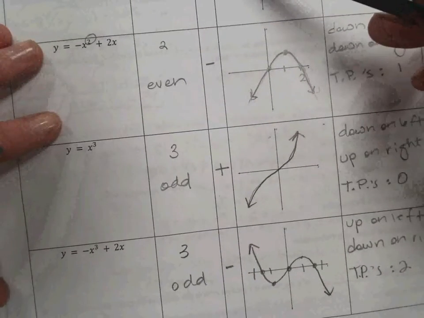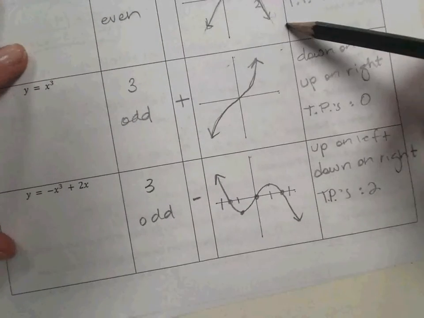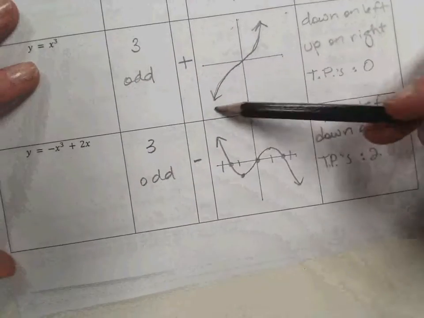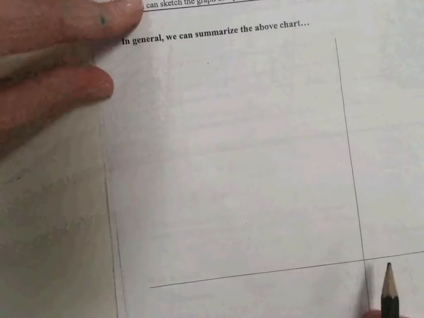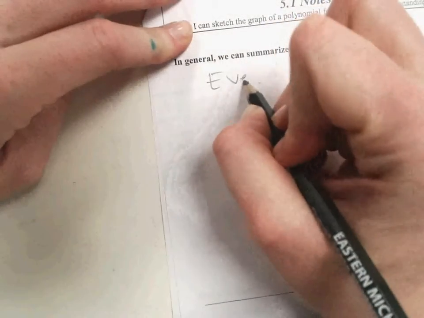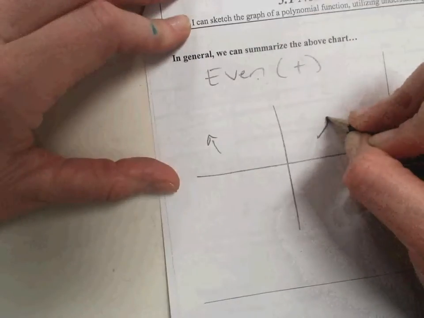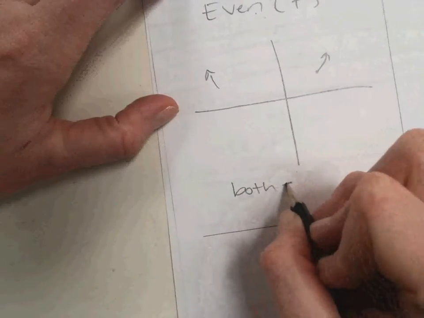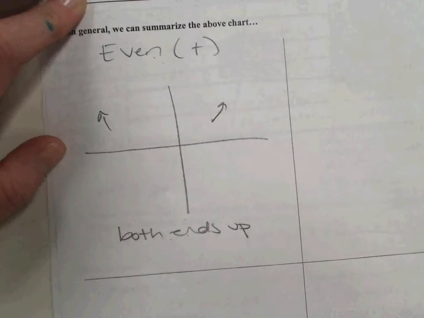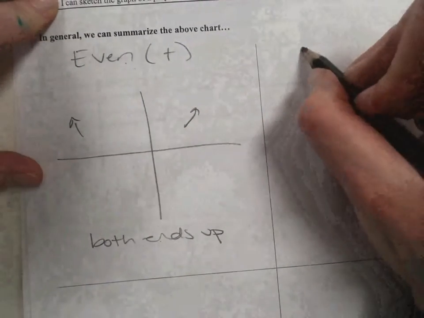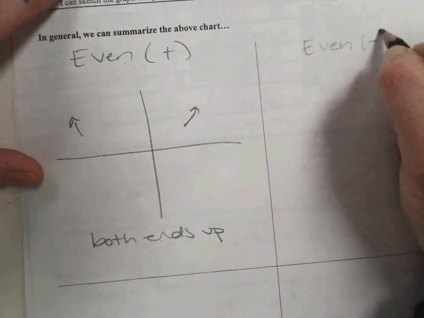The thing that we can notice is when it's an even degree, both ends are going the same direction. So they're both going up, both going down. When it's odd degree, they're going opposite directions. So we can generalize all of that in this chart right here real quick. If it's even and positive, we'll have a graph that goes both ends up. This kind of summarizes what we just did for any even function that is positive.